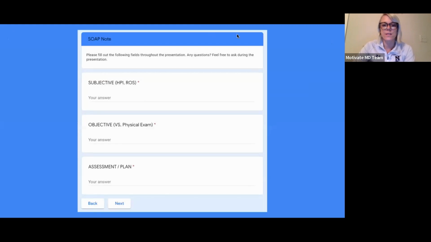Okay. All right. Let me clear all this and we'll keep going here. So here's the SOAP note as promised. It's an acronym. It stands for subjective, objective, assessment, and plan.